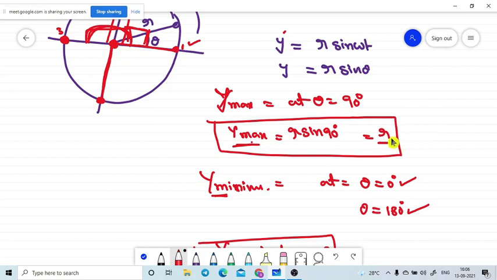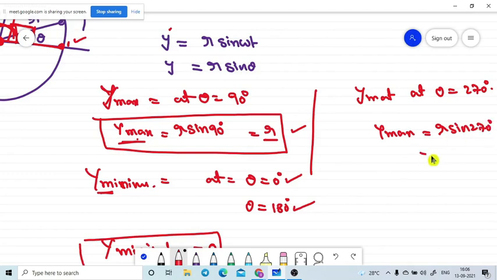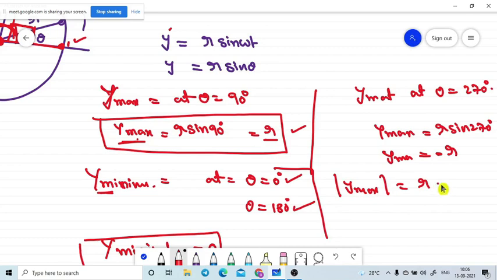So it may be theta is equal to 90 degrees, y maximum is equal to r. Another case, we will take y maximum at theta is equal to 270 degrees. Then y maximum is equal to r sin 270, which is equal to minus r. This is also a maximum value. If we take only the magnitude, for y maximum we will get the r value only.